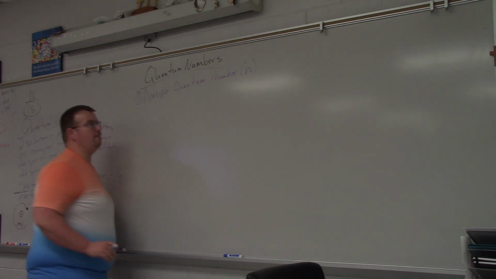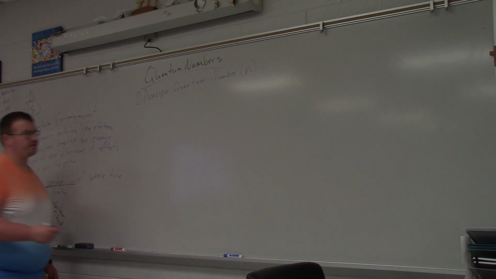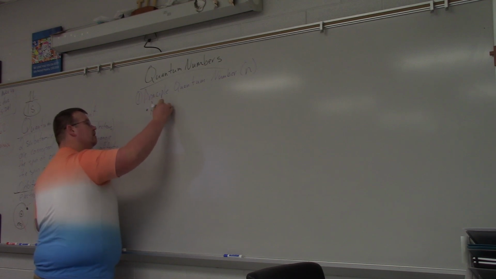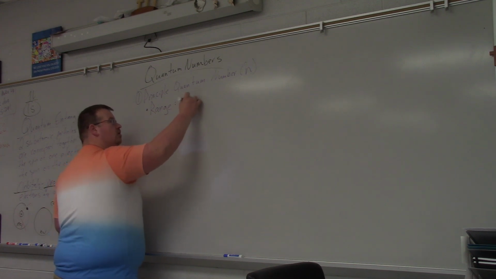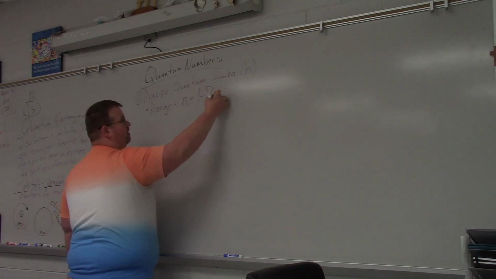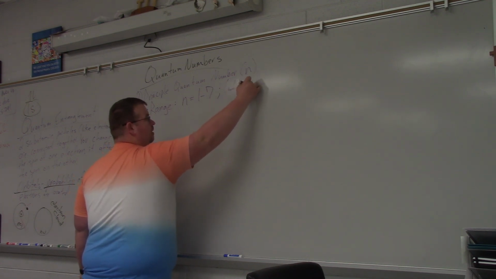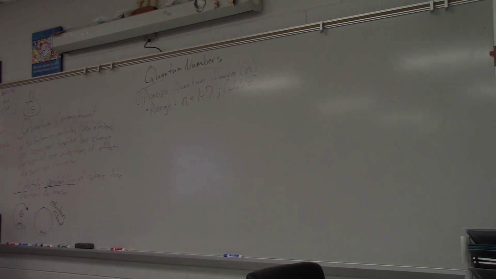Principal quantum number, abbreviated with the letter N. It has a possible range. The range for the principal quantum number: N will be 1 through 7, and it must be a whole number. N is the energy level.